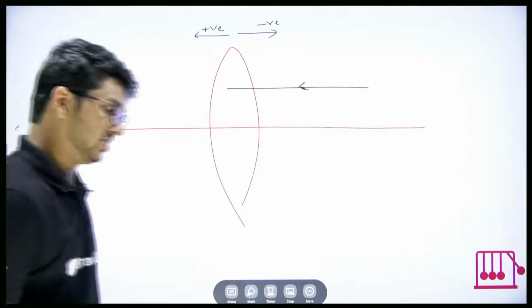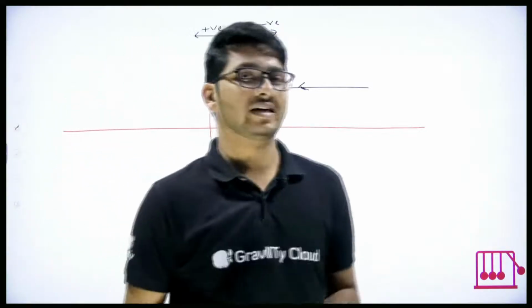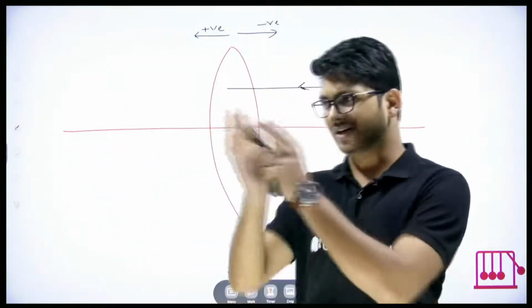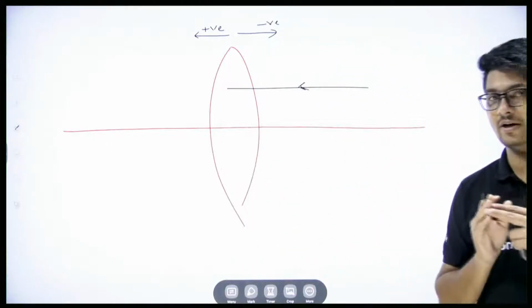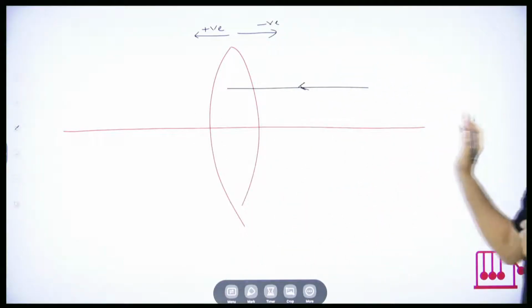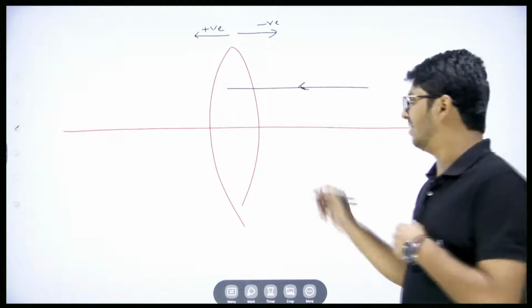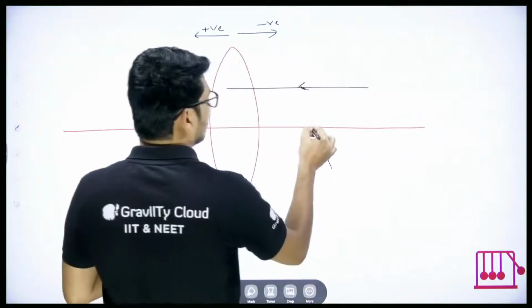Now here something interesting happens. For a convex lens, you have to always think in terms of the direction of the incident ray. So the incident ray is coming like this. It will come across a focus. Obviously it will come across a focus here.